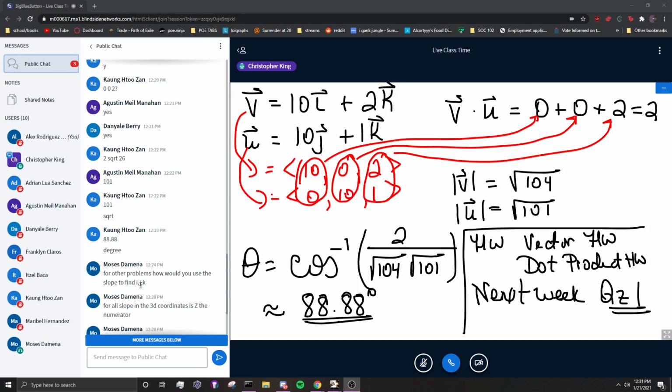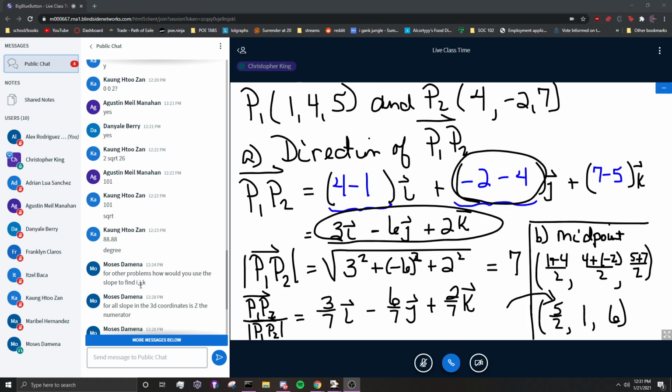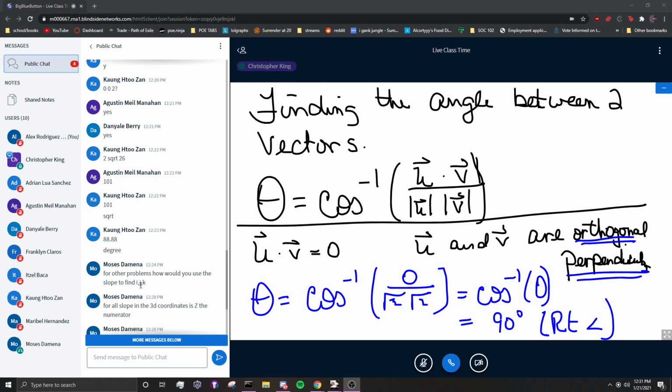Is example 2 from the section over vectors or the section over dot product? Okay, let's see here. This is why I put enough slides in here. It's dot product.